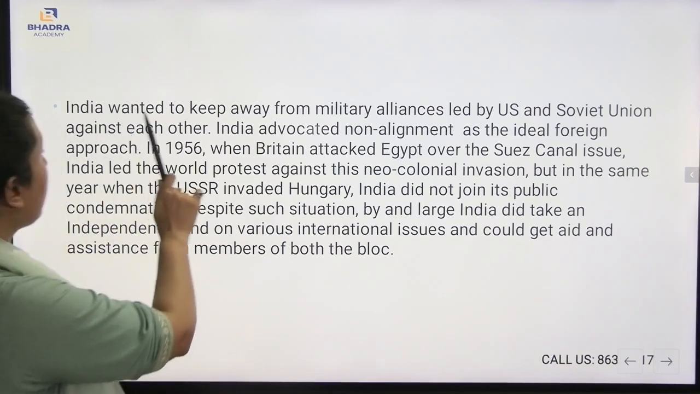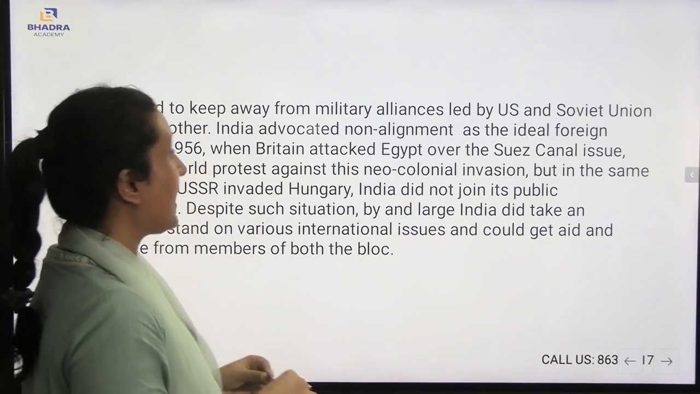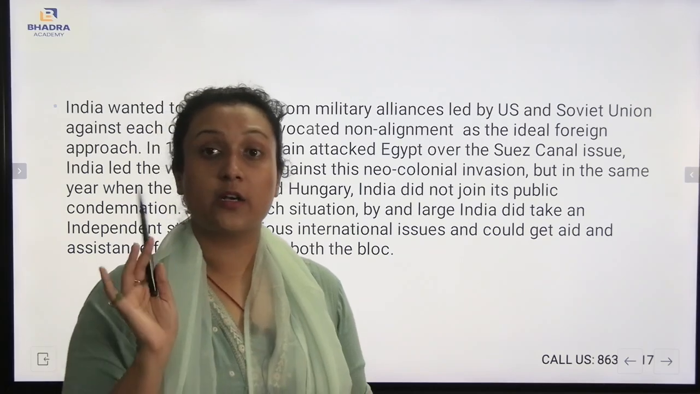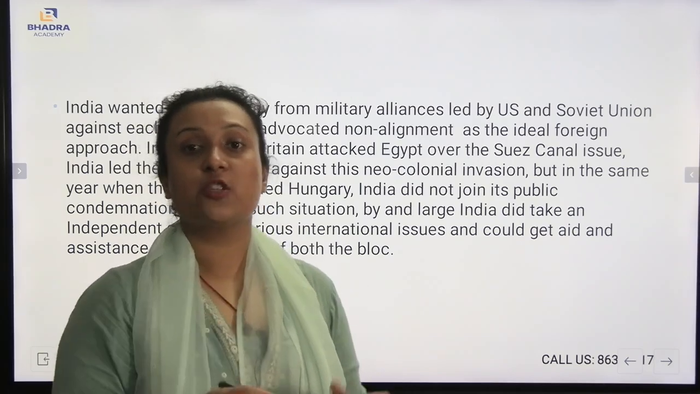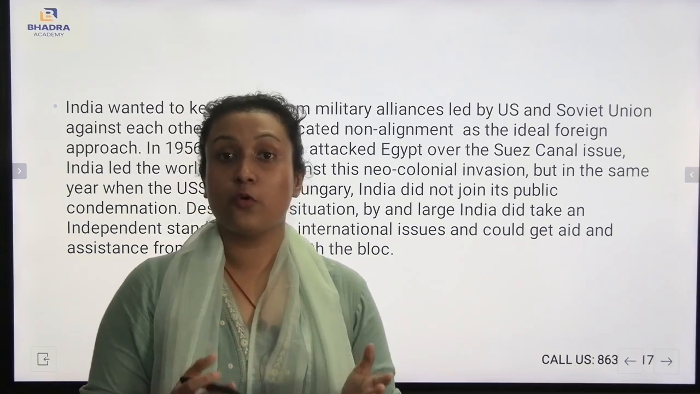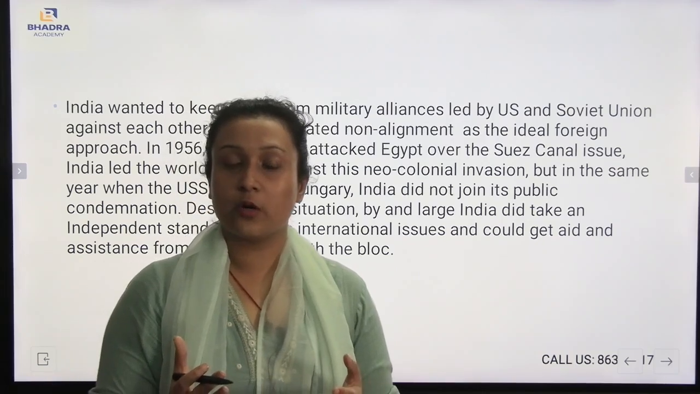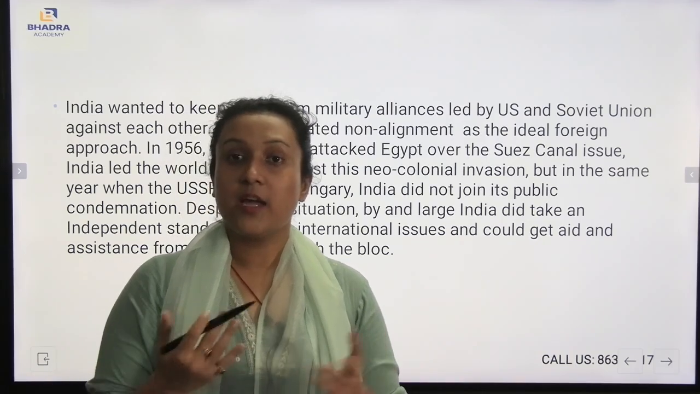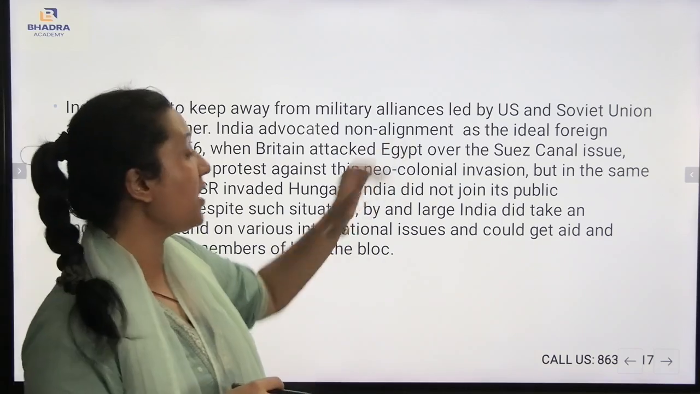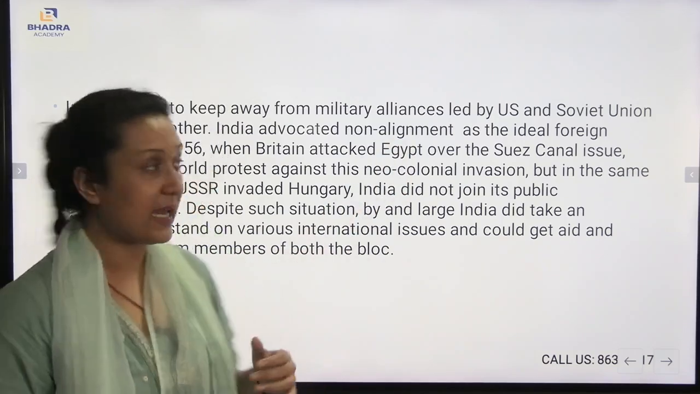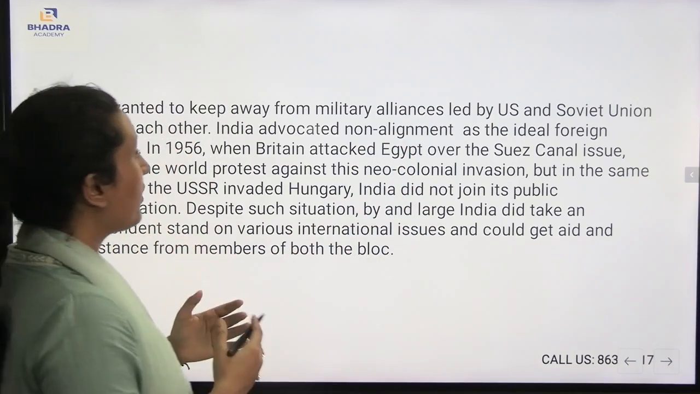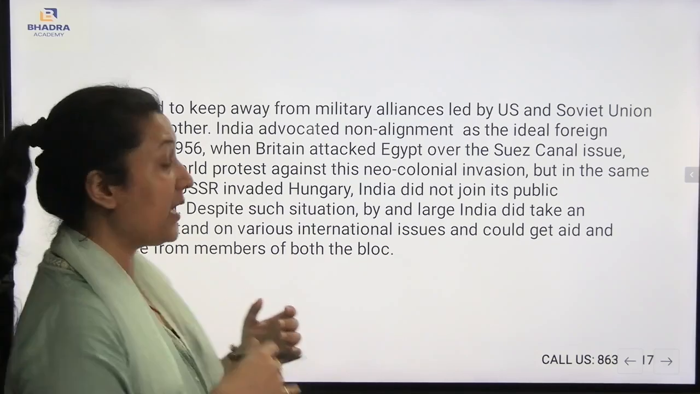Now you see here, India wanted to keep away from military alliances. According to the foreign policy of India, India actually wanted to keep away from the US and Russian military alliances. You see here what had happened. Jawaharlal Nehru followed non-alignment. Why did he follow the non-alignment policy? He followed it so that he could keep his country away from the US and Russia military alliances, which means the Soviet Union first of all. And also India advocated non-alignment as the ideal foreign approach.